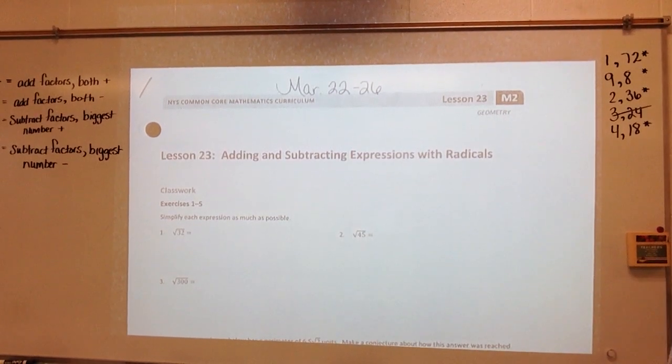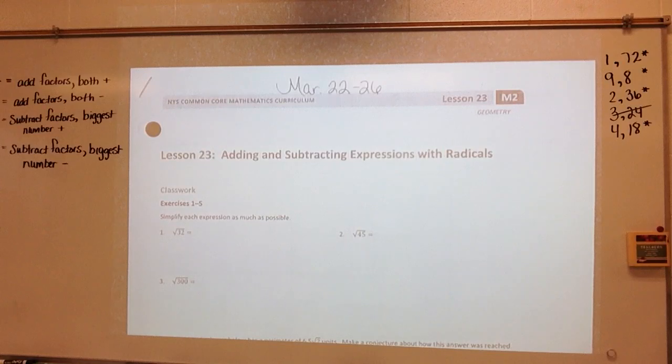All right, March the 22nd through the 26th, we're going to be looking at lesson 23, adding and subtracting expressions with radicals. The last lesson we learned the different properties of using radicals. So now we're going to use those properties and put them to use. So exercises 1 through 5 are kind of some review. Simplify the expression as much as possible.